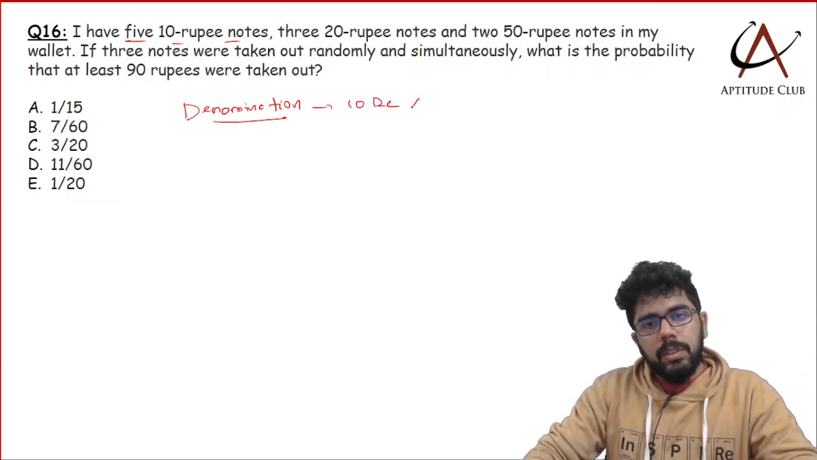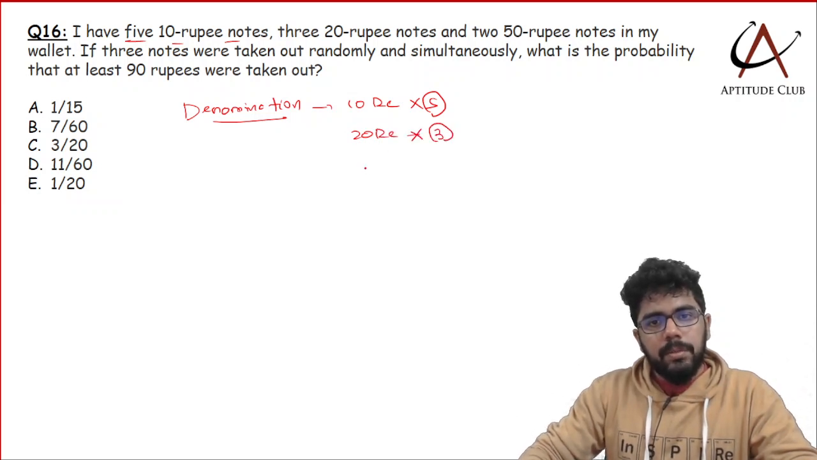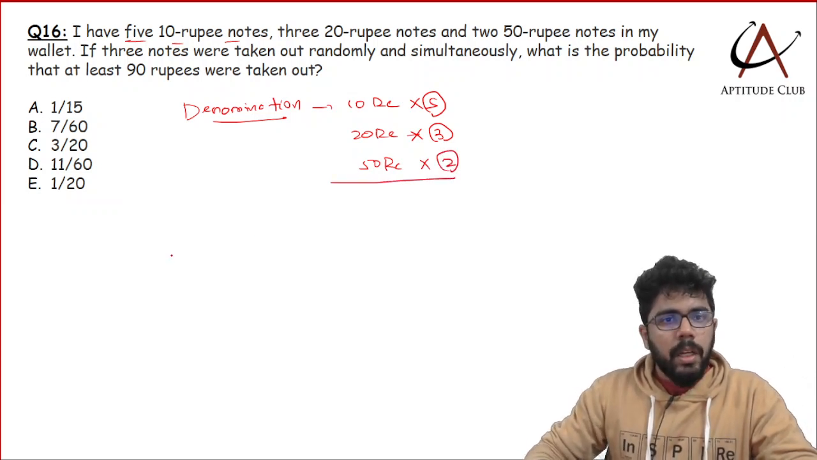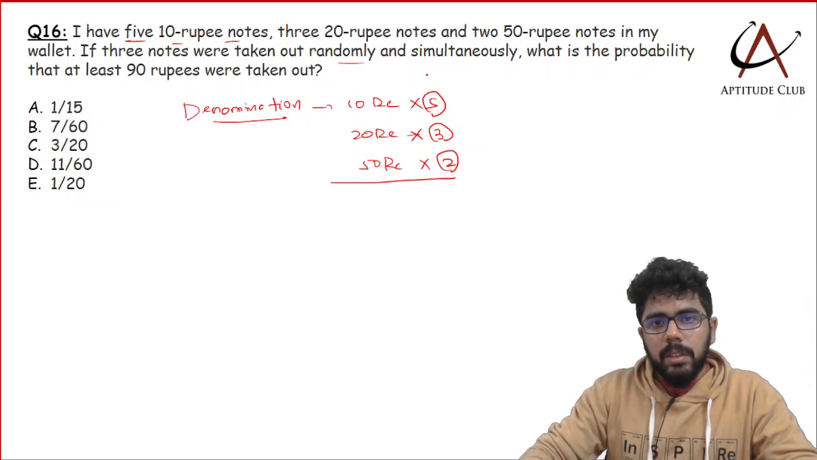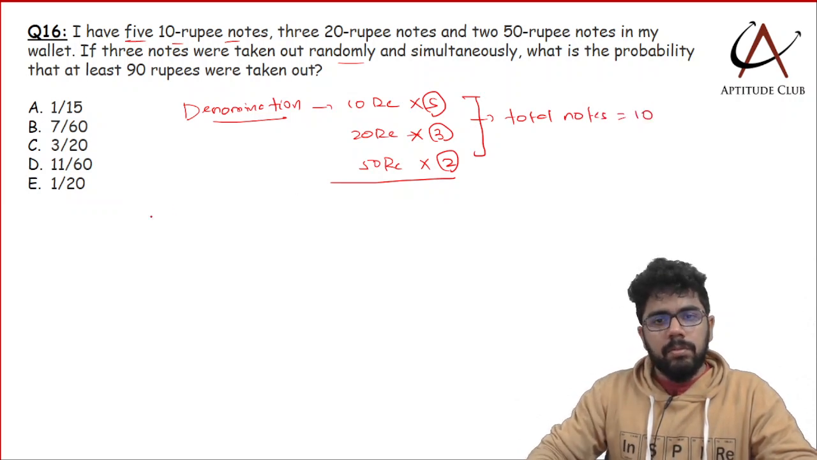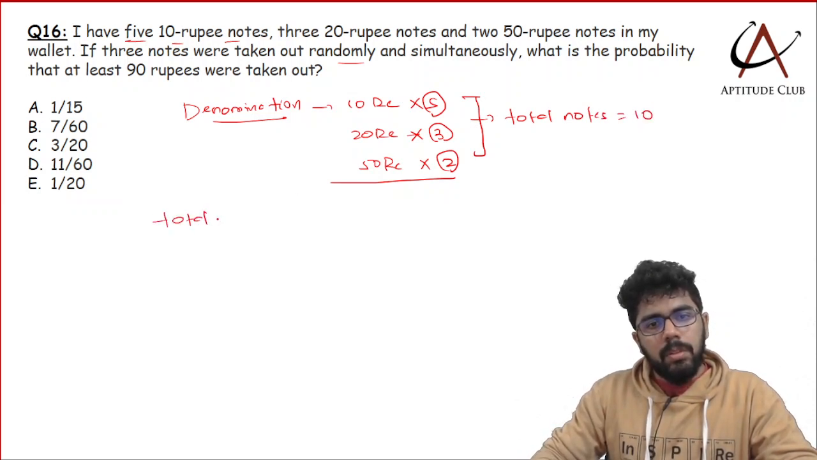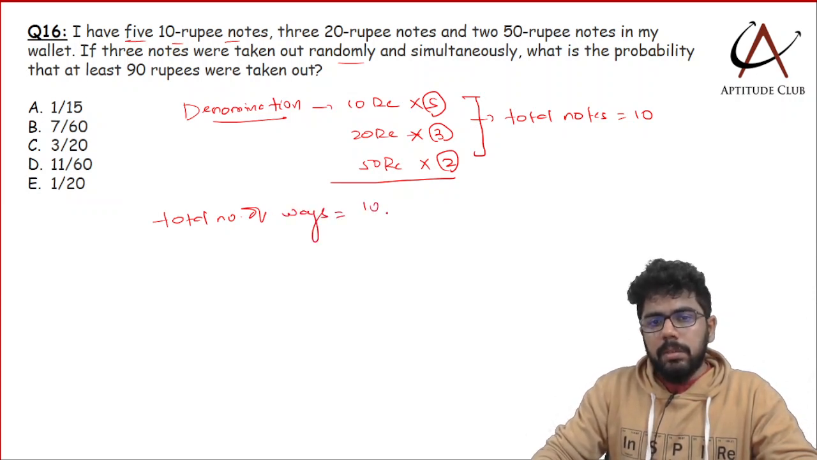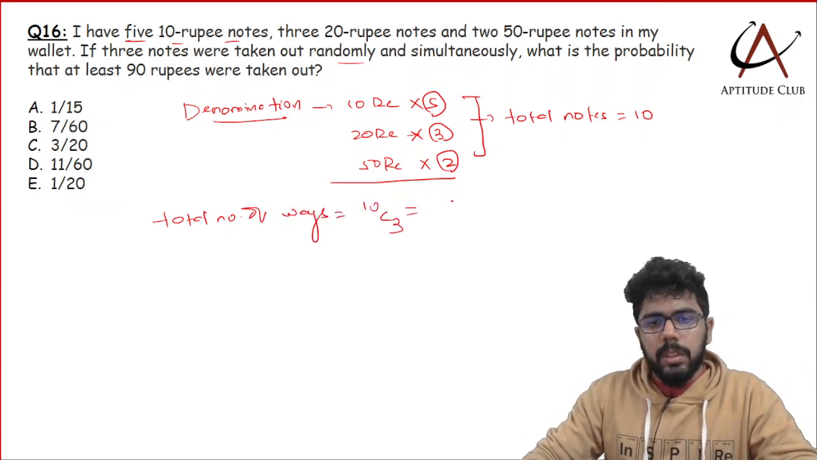So 10 rupee notes I have 5, 20 rupee notes I have 3, and 50 rupee notes I have 2. If 3 notes were taken out randomly, so total notes is how much? Total notes is 10. So total number of ways of selecting 3 notes: out of 10 notes you pick any 3 notes at random.